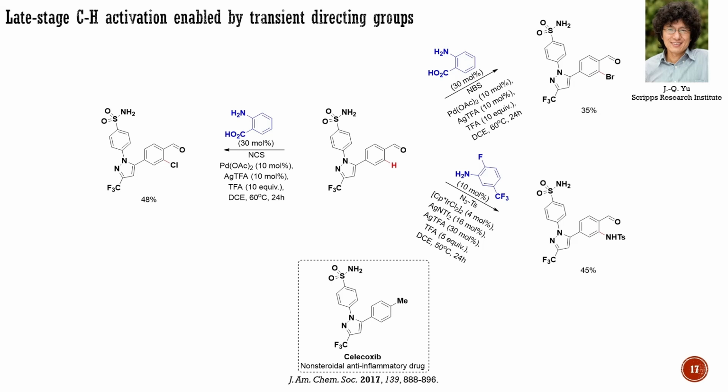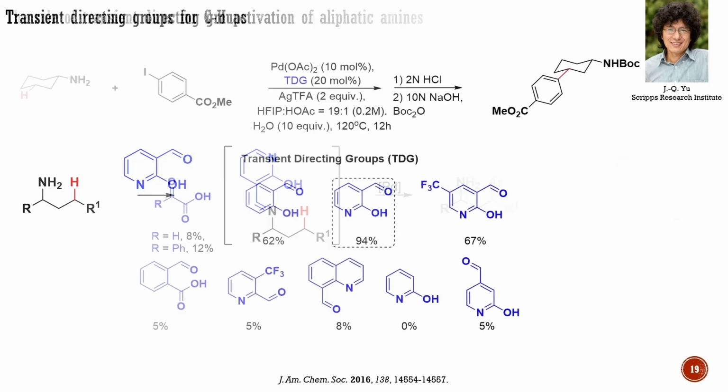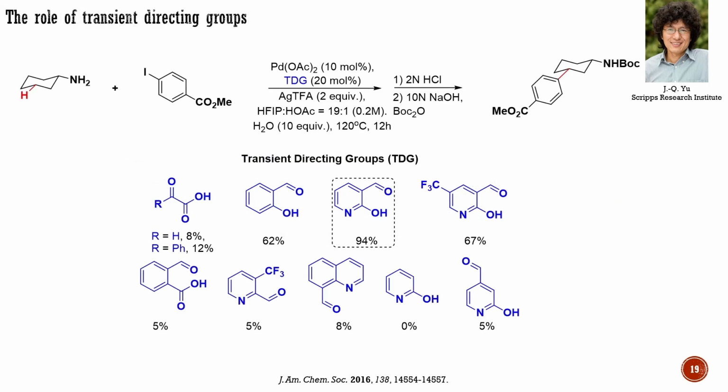Celecoxib is a nonsteroidal anti-inflammatory drug and is one of the top-selling drugs in the world. The group led by you was among the first to extend this strategy to aliphatic systems. For aliphatic primary amines, they identified a suitable transient directing group based on aldehydes, enabling the palladium-catalyzed CH arylation described here. The optimal reaction conditions are presented here.